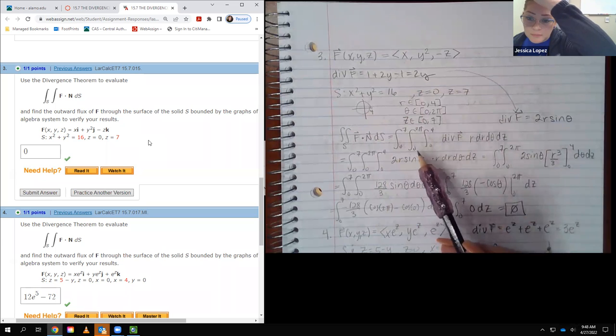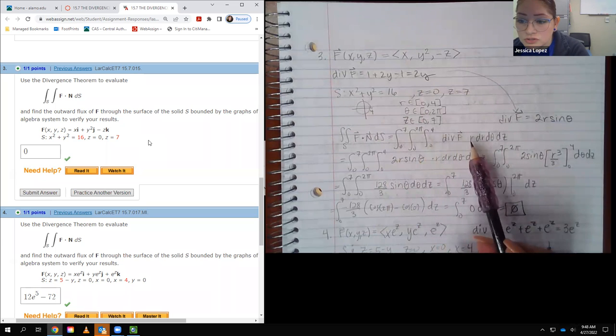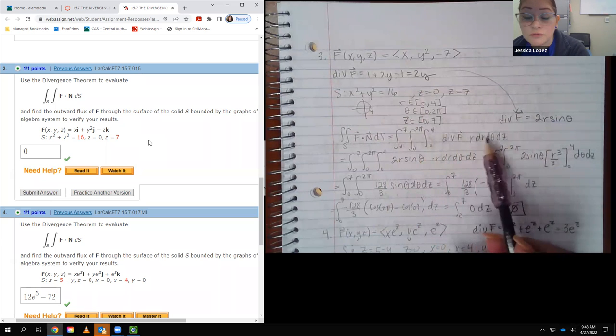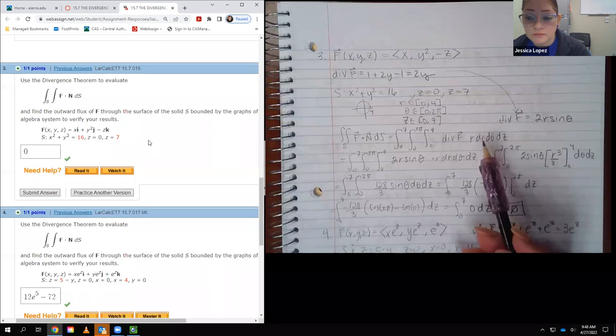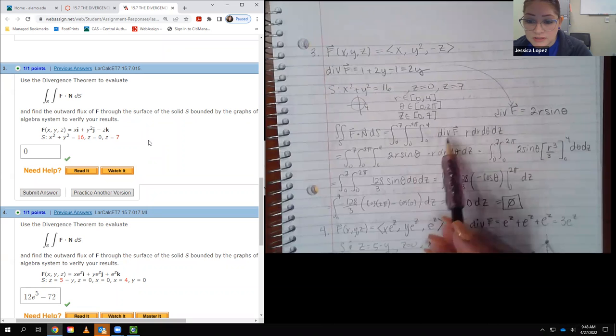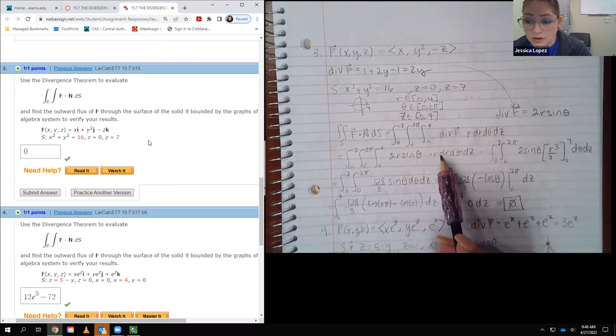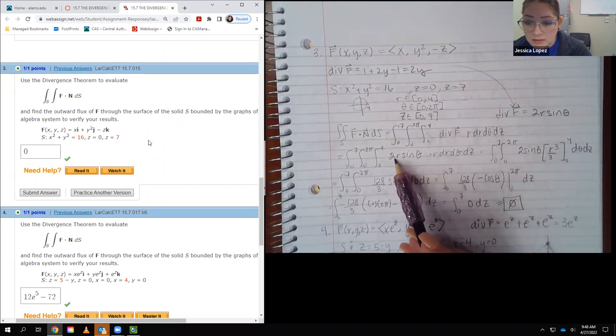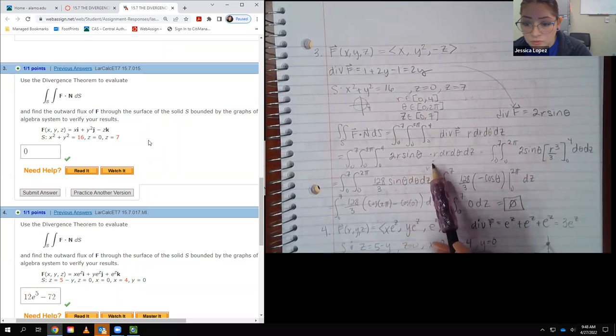So I set up all my bounds. Here we have the divergence. Remember, when you're changing from dy dx, you have to convert it to r dr d theta dz. So I plugged in that. I have this extra r, so that's ultimately going to make this an r squared.